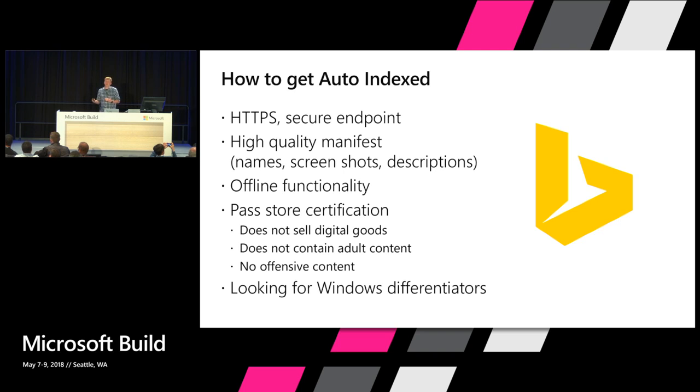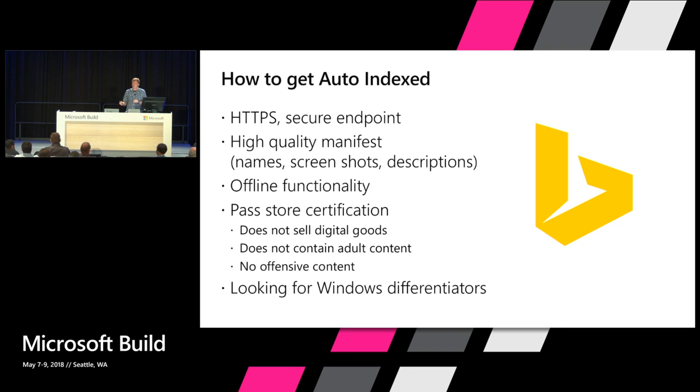We showed some of the values at the beginning that we're looking for in a high quality manifest. We want to be able to show screenshots in a store. We want a description. So we're looking for those types of things in the manifest. Of course, it has to support offline functionality. It has to pass our store certification. There's certain things that we don't allow in the store. We don't allow adult content. We don't allow offensive content.